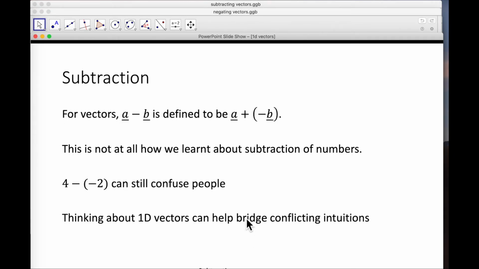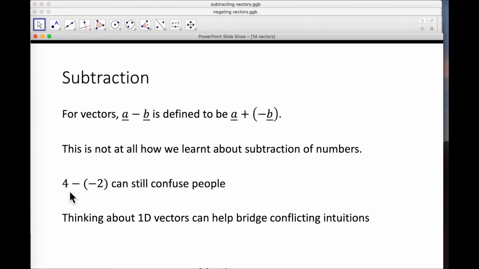Subtraction for vectors. Well, a minus b is defined to be a plus minus b, negative b. That's not at all how we learnt about the subtraction of numbers, is it? Where we started subtracting small positive integers from larger positive integers. And that leads to the hopefully temporary intuition that subtracting something from a number always makes it smaller. But some little shadow of that intuition can linger on for years, and people still sometimes feel a little bit uncomfortable about sums like this.